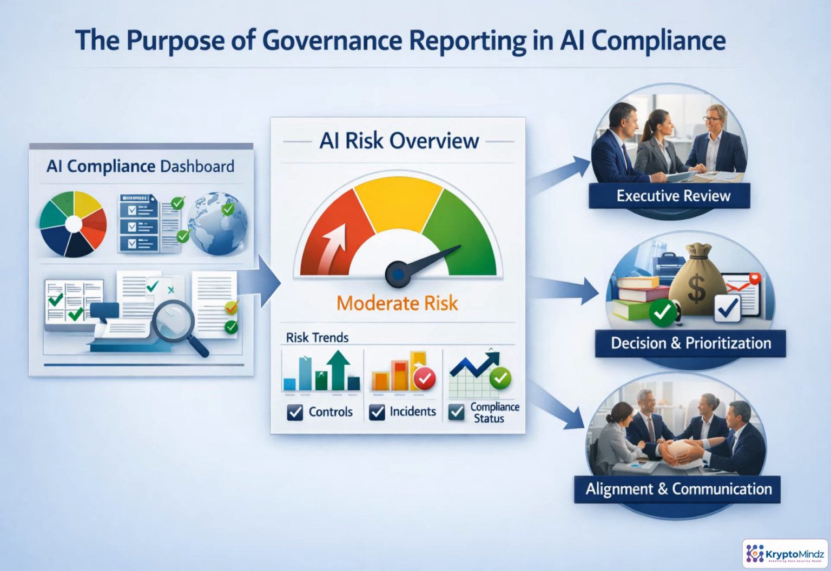Governance reporting is the translation layer between detailed compliance work and executive action. It pulls from inventories, risk registers, controls, evidence, vendors, and incidents, then turns that information into a clear risk story. Leaders should be able to see whether exposure is rising, stable, decreasing, or unresolved. Most importantly, the report should drive decisions: fund remediation, accept risk, update policy, or escalate issues through the right governance forum.